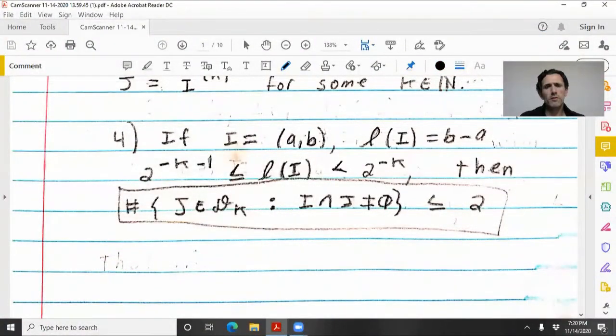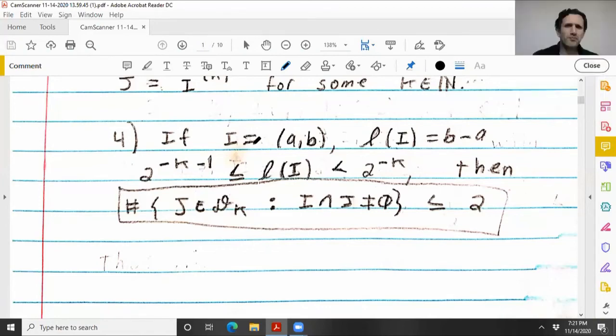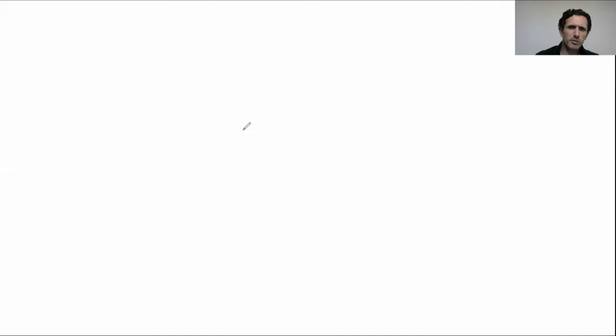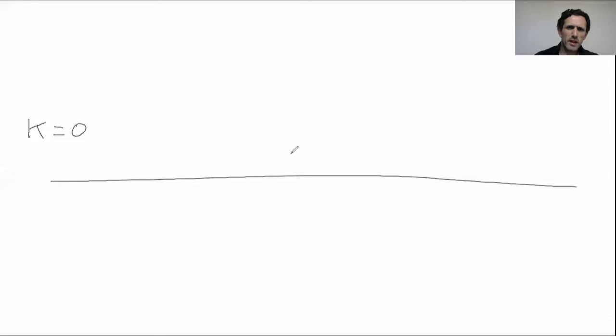Okay, so remember what 4 says. If I is an interval with length b minus a, and we pick k where this is true, then the number of dyadic intervals of length 1 over 2 to the k that intersect I is at most 2. And it can be 1 or it can be 2. Let's just illustrate what's going on with the picture. So let's just, for simplicity, say k is 0. And I'll write down an interval where this is true. Okay, so let's look at dyadic intervals of length 1. So let's say I is something like 0.1 to 0.9.